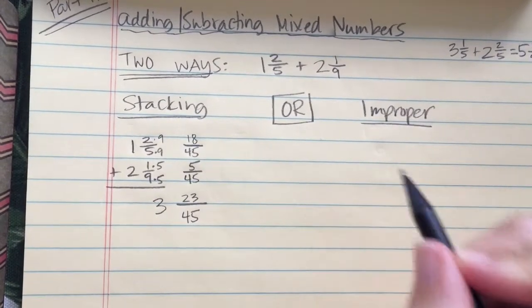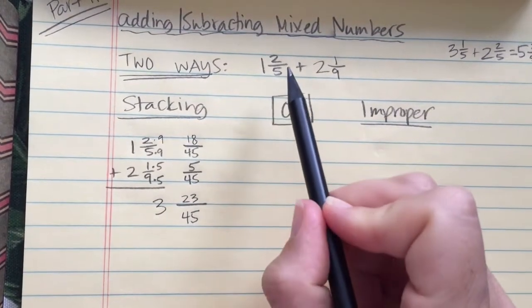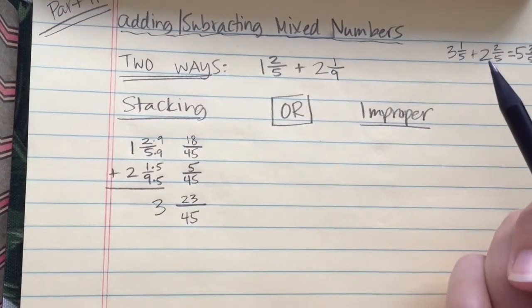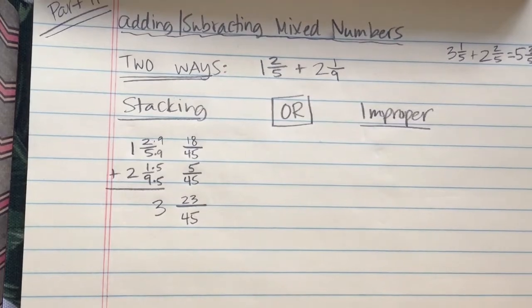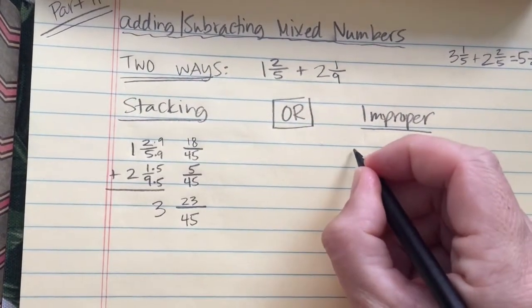Let's talk about the improper way. What you would do is change each of these mixed numbers into improper fractions. So go ahead and set that up. Go ahead, and I'm going to do it quietly on my paper.